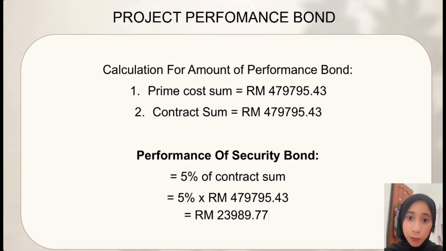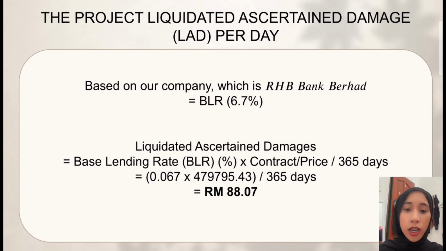Next is the project performance bond. We total up the bill of quantity, that is BQ, and then multiply by 5% for the performance security bond and get a total of 23,989.77 ringgit.